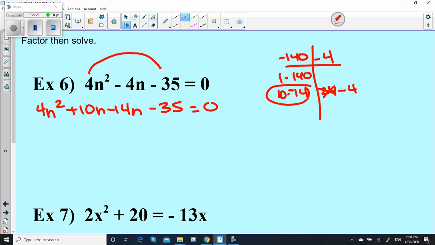So again, remember what I'm doing. I'm taking that middle term out and I'm replacing it with the factors that I came up with over here. I'm just taking these and putting them in here. And if you have it the other way with the negative 14 first, that is okay. It will still work.